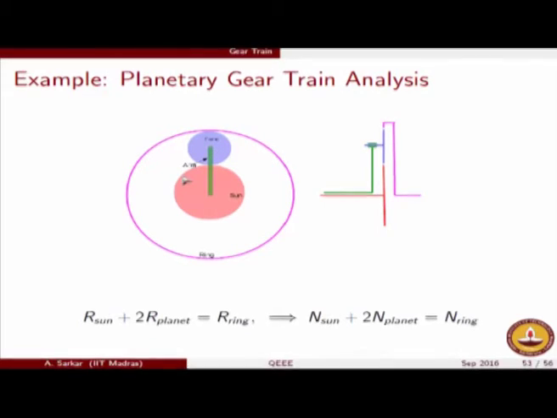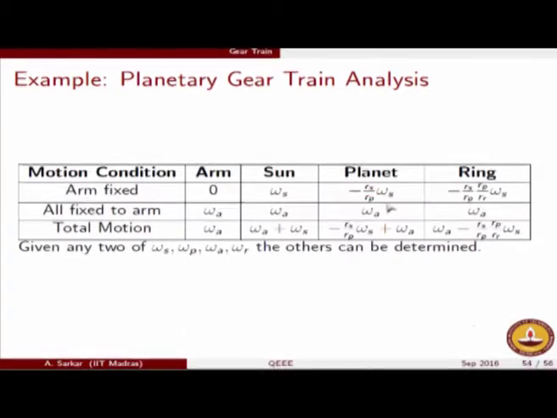Similarly, the ring gear speed can be determined as the planet gear radius divided by the ring gear radius into planet gear speed, which is rs/rp into omega s. So rp divided by rr is the ratio with which the planet gear speed gets magnified or demagnified, and you get the ring gear speed accordingly. Here there is no reversal in sign because this is an internal gearing. So the minus sign which was there in the planet gear remains even in the ring gear.